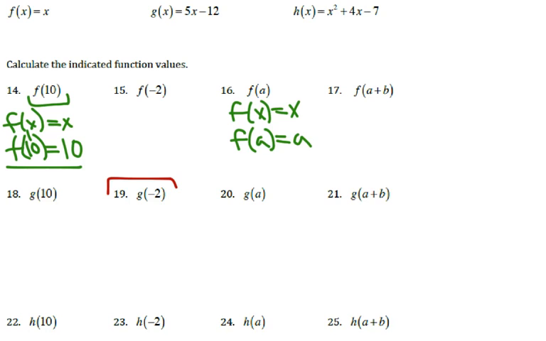Now look at 19. g of negative 2. So we take a look at this function g of x, where g of x is equal to 5x minus 12. Instead of x, we replace that x with a negative 2.